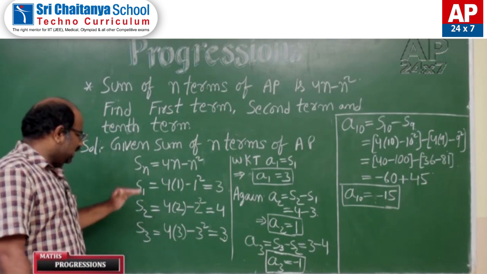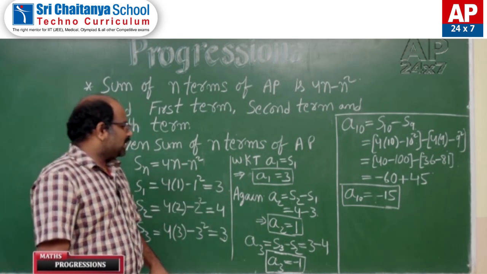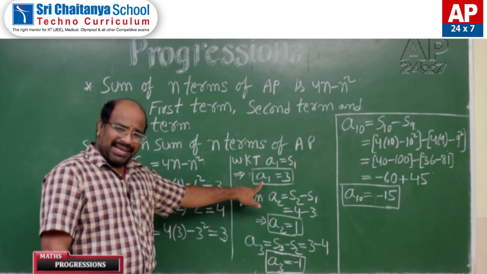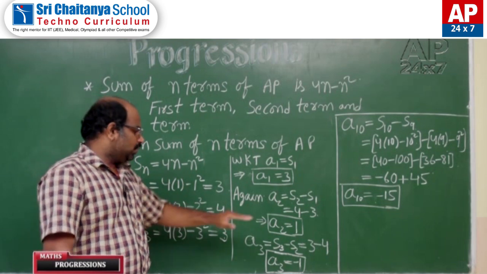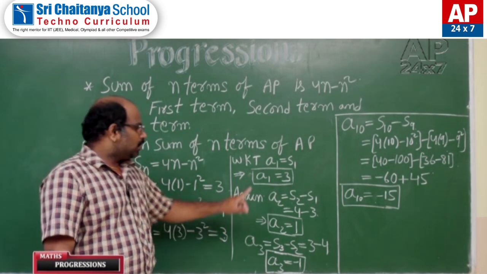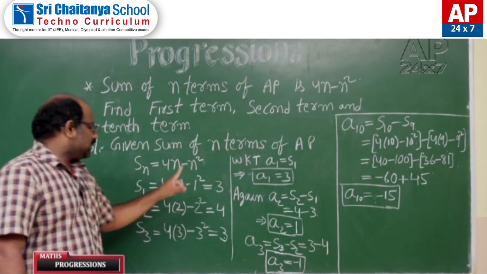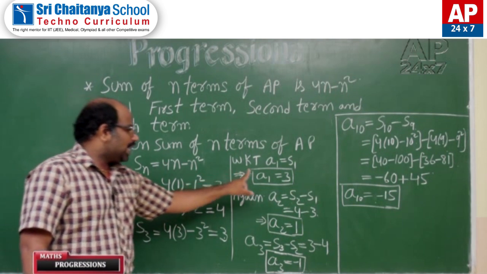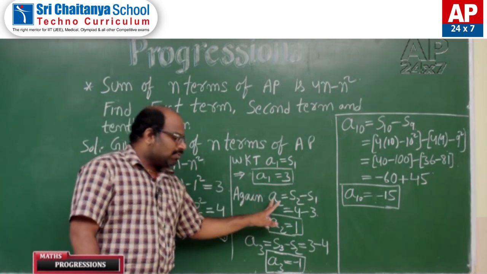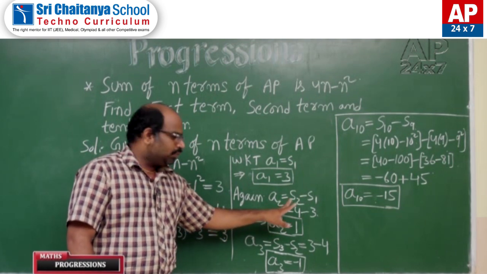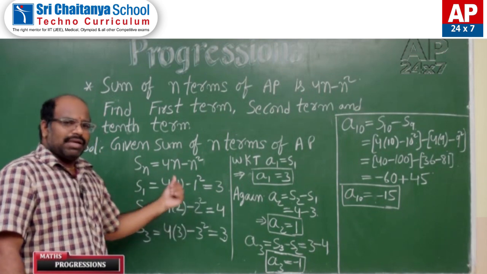Why have I calculated this S1, S2, S3? In the previous board, we discussed how to calculate A1 using the sum of terms of the arithmetic progression, A2, A3 also. Now, A1 is nothing but S1, no. So, A1 is equal to S1, and just now I have calculated S1. So, A1 is 3. Again, how to calculate A2? A2 is equal to S2 minus S1. S2 value is calculated, S1 also calculated.